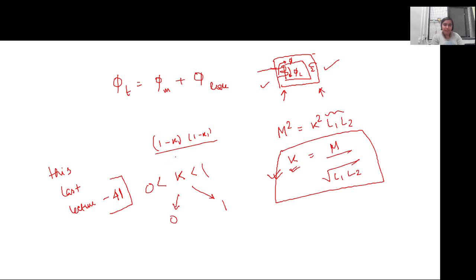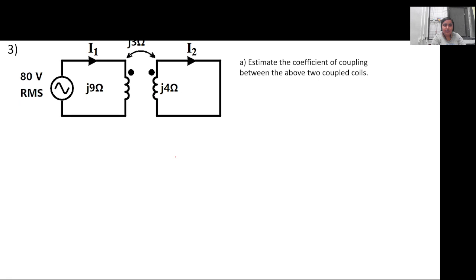Okay. Since we started off with the coupling matrix, it's good, because in the next problem you'll have to calculate the coupling coefficient. So, any other doubts? No, ma'am. Okay, then let's move to the third question.